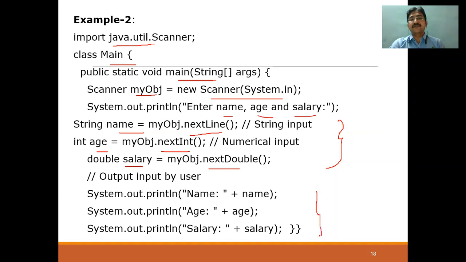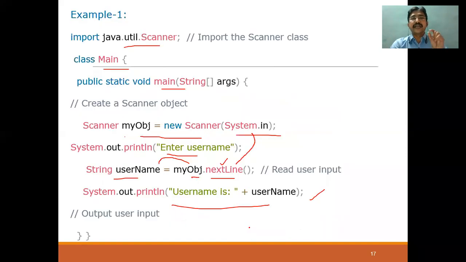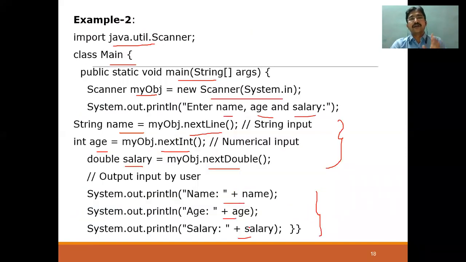And these three lines are just for display. So you know how to display it. With the help of the plus concatenation symbol, we can display the name, age, and salary. Okay. So the previous example talks about reading a single input, and this example talks about reading different types of inputs.